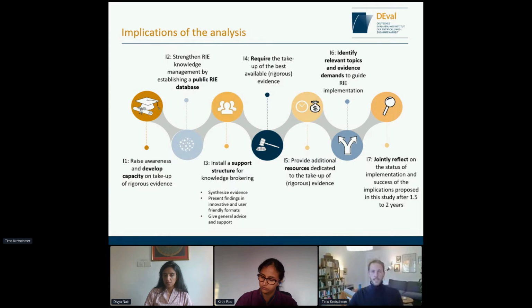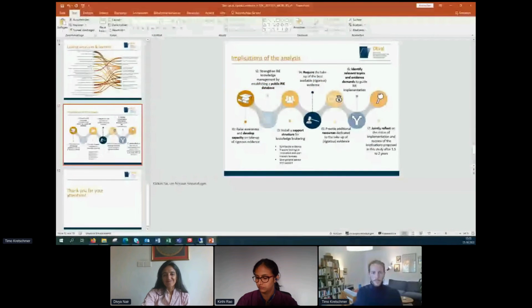And then lastly, this is an iterative process, which fits quite nicely with the presentation we've seen before. So we think we need to reflect on the status of implementation and success of the implications that we proposed in our research project, to measure what needs to be done, what can be adjusted, where we are on a good way, and where there is more room for improvement. That's it. Thank you very much, and giving back to you.